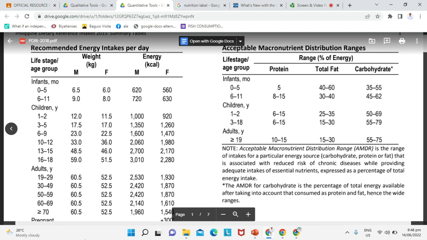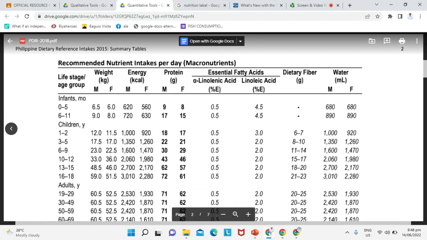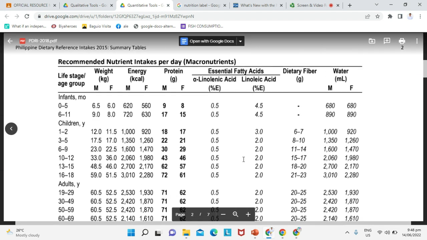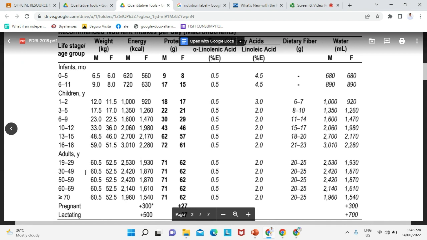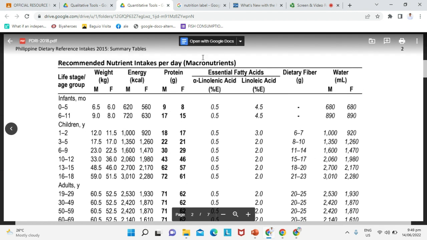So, that's the use of your AMDR, or acceptable macronutrient distribution range. Okay. Diri nga section is the RNI. Mao ni ang minimum nga amount of nutrients that we need daily. So, kumbaga sa kada age group, mao ni ang minimum nga protein nga inyohang need per day. Okay? So, naa diri ang fiber, so macronutrients ni ha. So, water, fiber, proteins, okay? Essential fatty acids na apod diri.